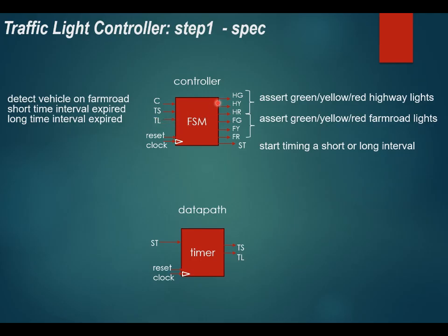So the outputs of the FSM are the highway green light, highway yellow light, highway red light, farm road green light, farm road yellow light, and farm road red light. And there's one additional signal ST, which means start the timer, that will connect to the timer outside the FSM. The FSM needs to instruct the timer when to start counting the yellow interval, and when to start counting the green interval.